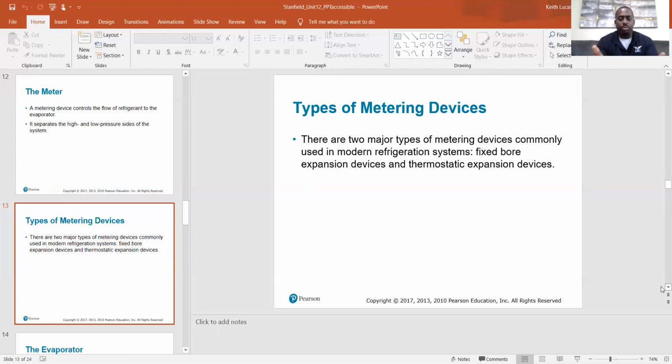So I might be getting a little bit ahead, but basically there's going to be what's called a sensing bulb that's going to be on your suction line. And that sensing bulb has a small amount of refrigerant in it, and depending on the temperature of the suction line, that refrigerant is going to either evaporate and become vapor. And the more vapor that's in there, it's going to put pressure on the diaphragm of the TXV, and it's going to open it up and allow more liquid refrigerant to flow.